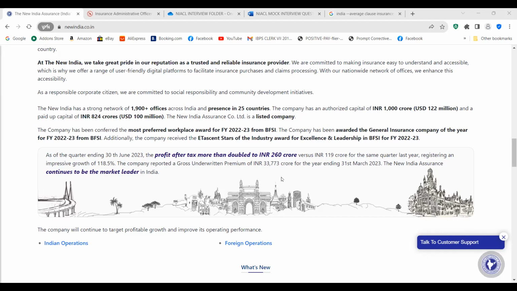Why do people take insurance and how do insurance companies make profit?